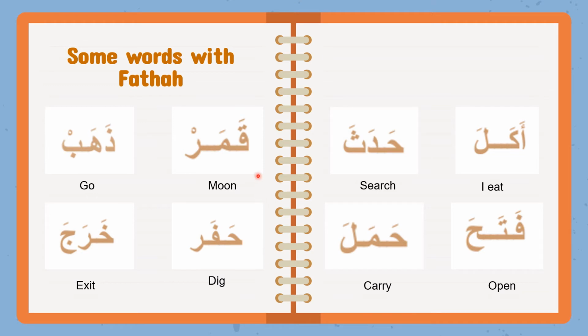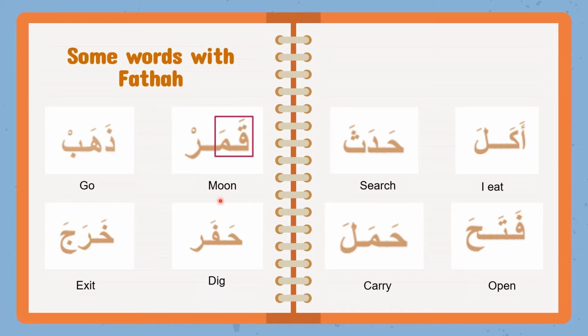First one is qamar. Qamar, which means moon. In this word, you can see that the first two letters, qaf and mim, have fatha on top, and they will be read as qa and ma. So, when we read the word, it will be read as qamar, qamar. You can also notice that the letter ra does not end with an a sound, but it ends with an r sound. Why is that?